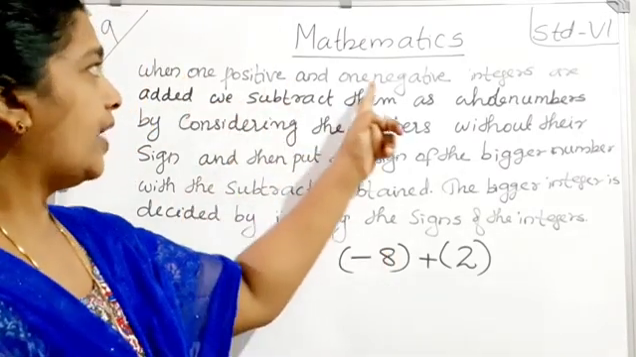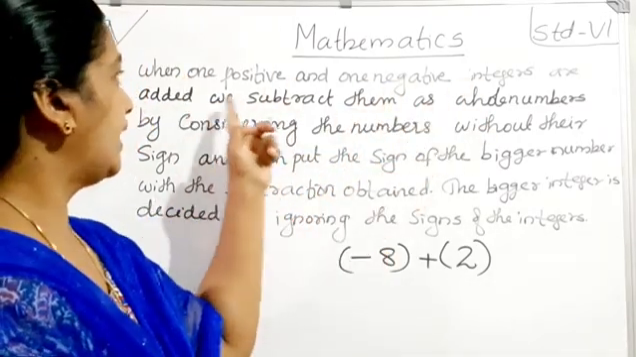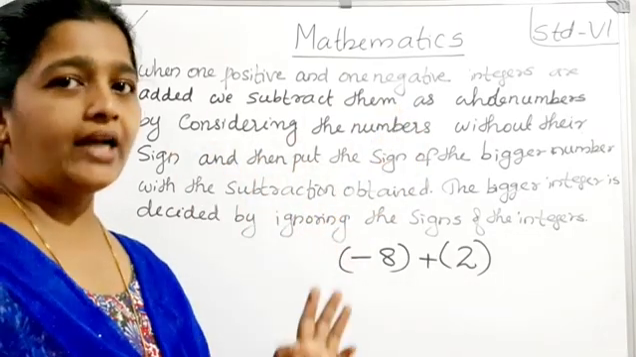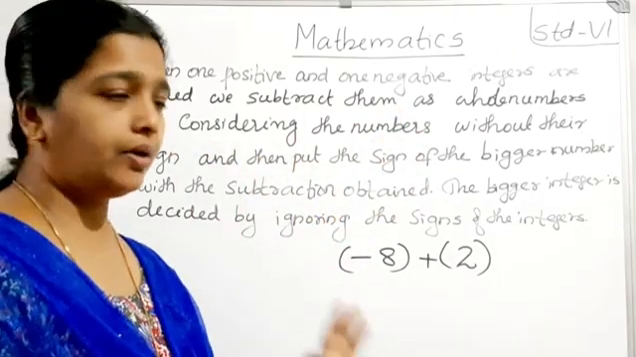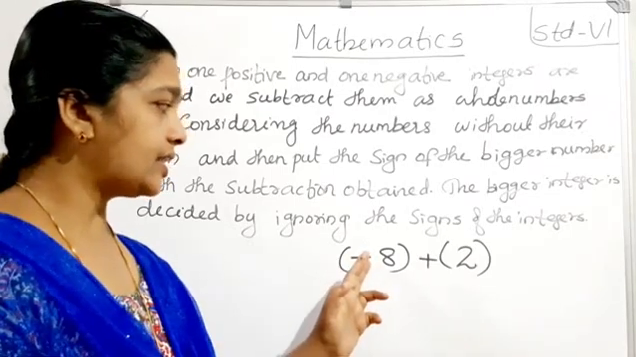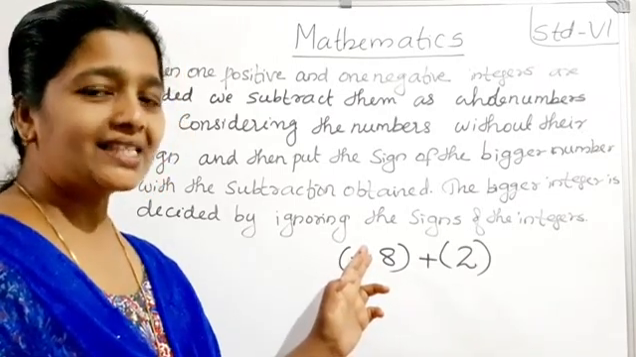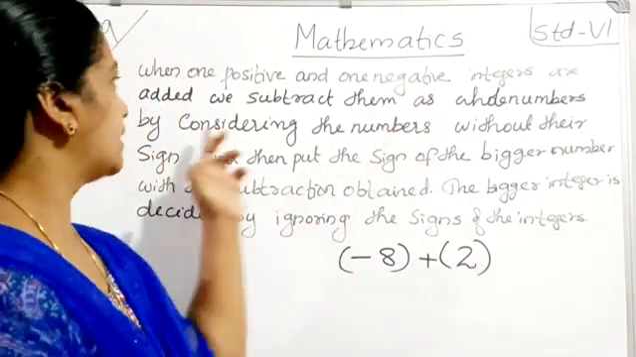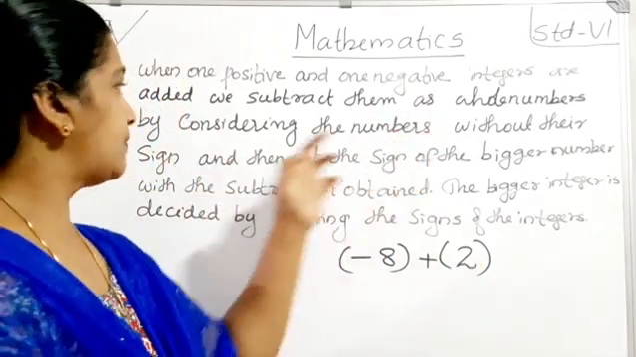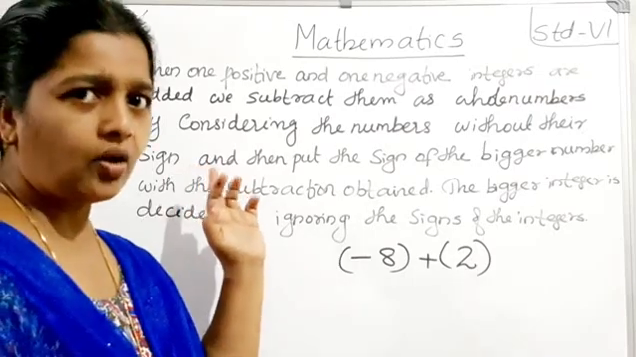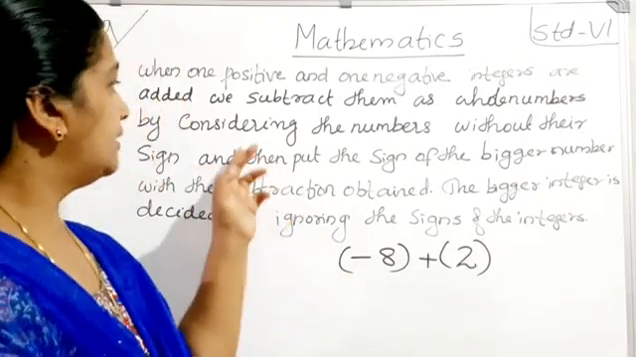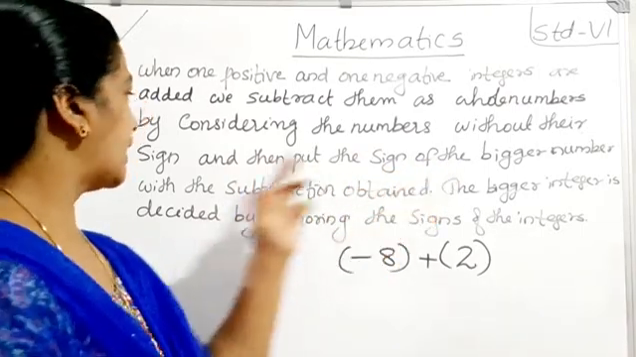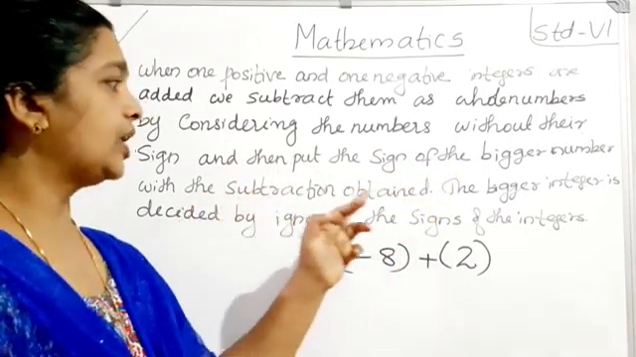So first, when one positive and one negative integer are added, we subtract them as whole numbers. So you want to take only the whole numbers. Don't take the negative symbol. You must take only 8 and 2, by considering the numbers without their sign. Understand? Don't take the sign. Then put the sign of the bigger number with the subtraction obtained.